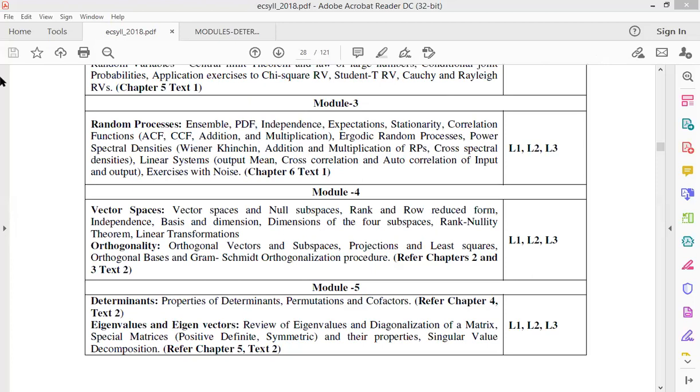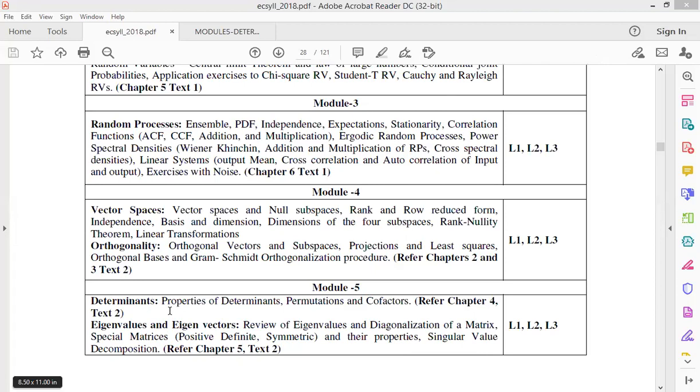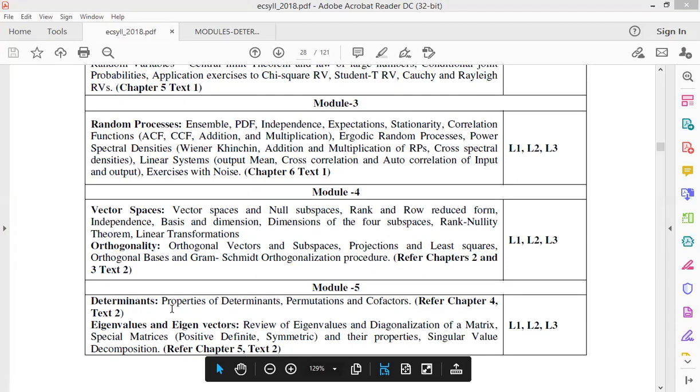So, today we'll start with the next module, module 5. In this module 5, we'll discuss determinants, eigenvalues, and eigenvectors. The first part deals with the determinants, where we can discuss the properties of determinants, permutation, and cofactor, and the related problems on the determinants. And in the second part, we have eigenvalues and eigenvectors.